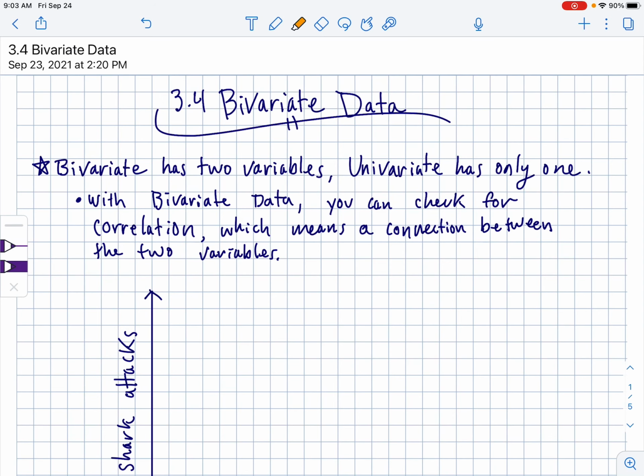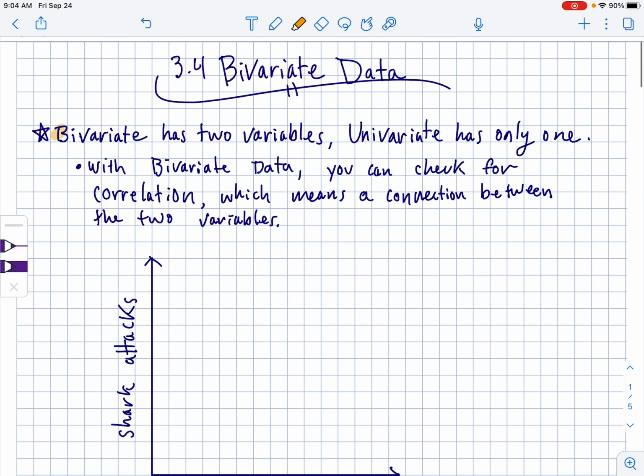All right, IB AI SL2 kids, we're going to go over bivariate data today. So bivariate, it's got that word bi in it, like a bicycle has two wheels. Bivariate data has two variables. The same way univariate data, just like a unicycle has one wheel, univariate data only has one variable in it.